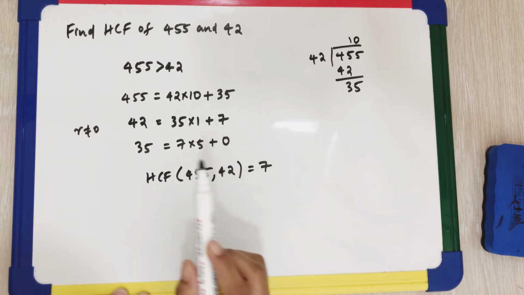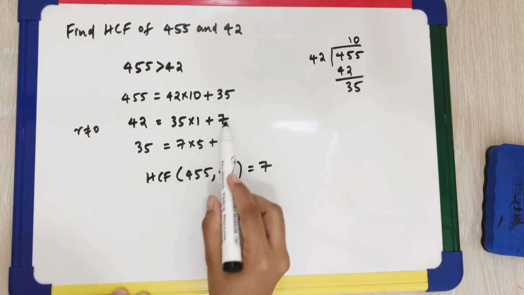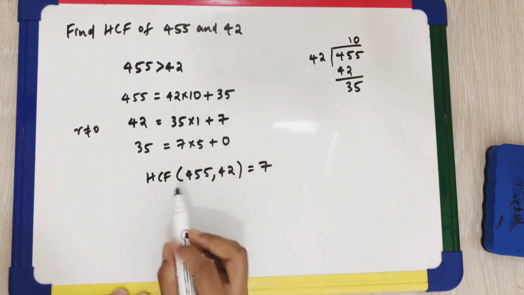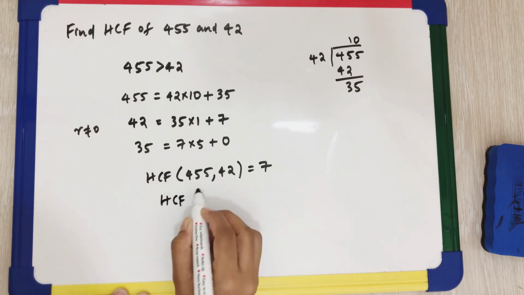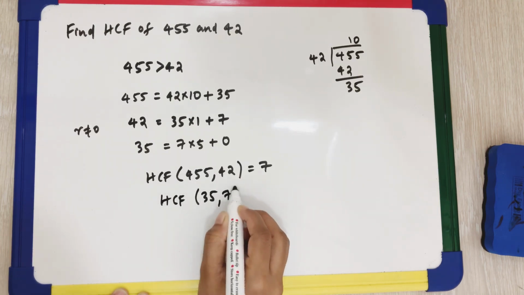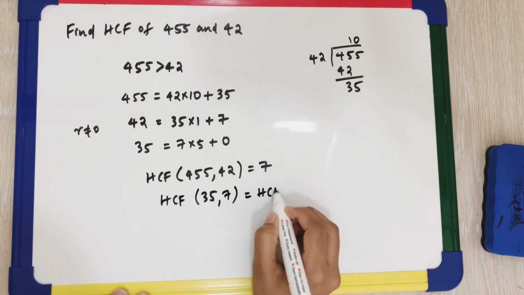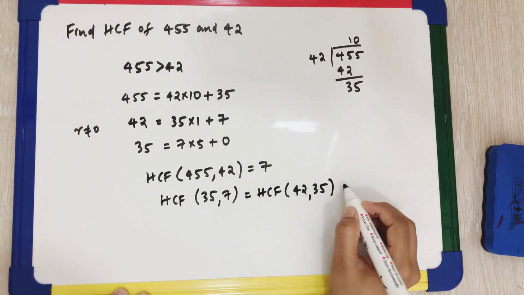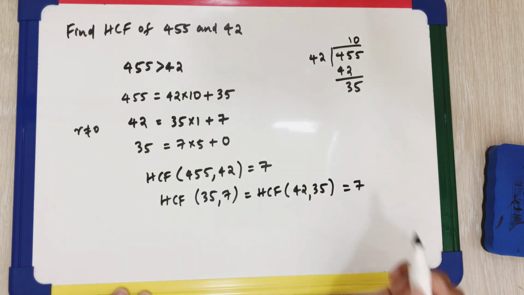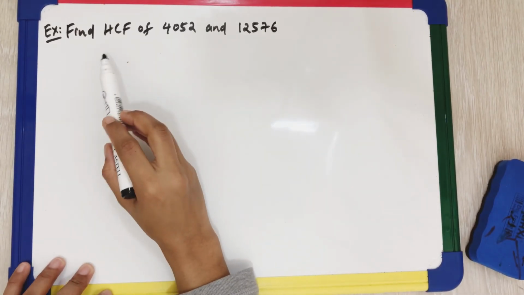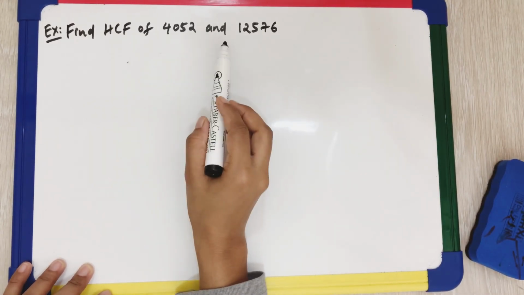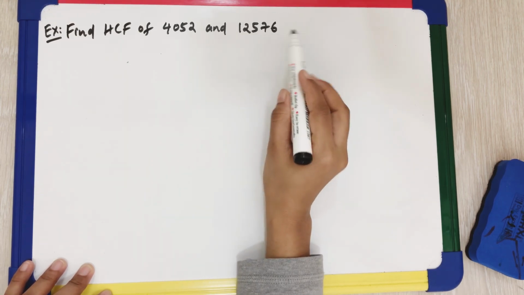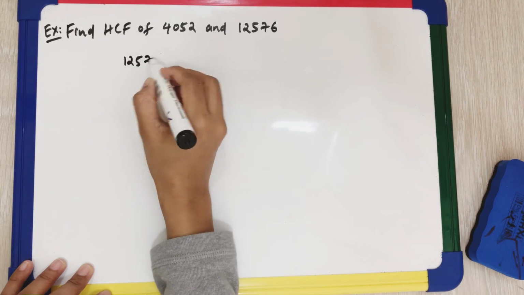Also, we can see that HCF of 35 and 7 is also 7. Also, HCF of 42 and 35 is also equal to 7. So HCF of 35 and 7 is equal to HCF of 42 and 35, all equal to 7. Next example, find HCF of 4052 and 12576. Here 12576 is greater than 4052.